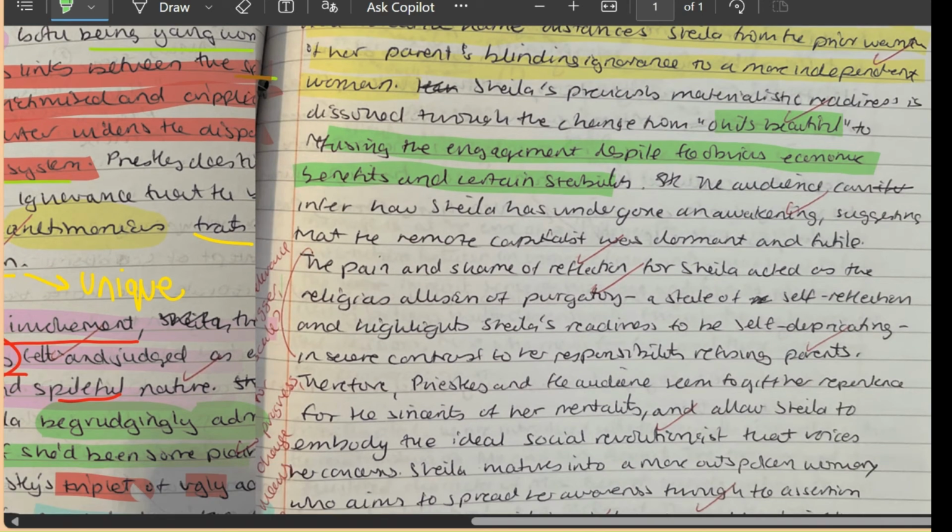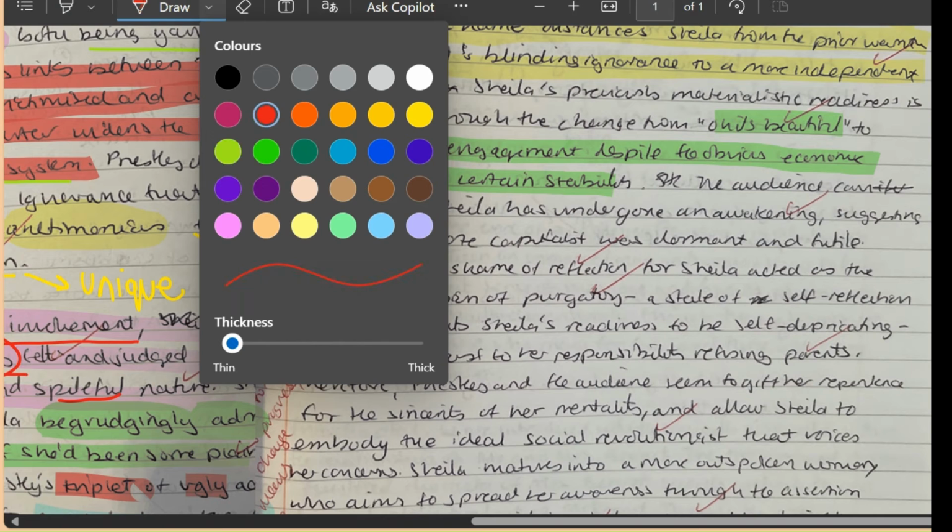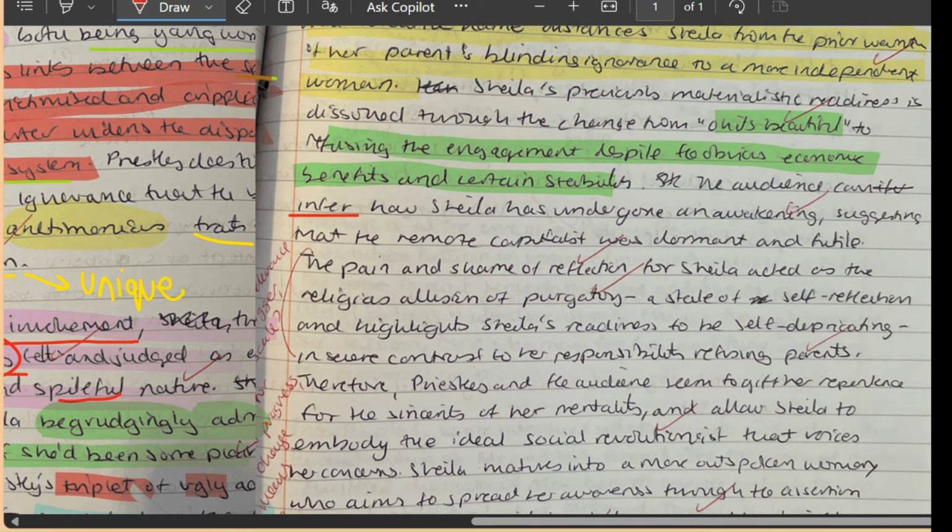The audience can infer. This is a really good phrase, infer, right? Because there are two different ways we can say this. We can say infer, or we can actually just understand. Infer means that the audience can go into a concept and assume. Whereas if something is implied, that's the total opposite. Implied means that it's given to the audience, here's a topic for you to understand, whereas infer is the audience making their own understanding. So the audience can infer how Sheila has undergone an awakening, suggesting that the remote capitalist was dormant and futile.